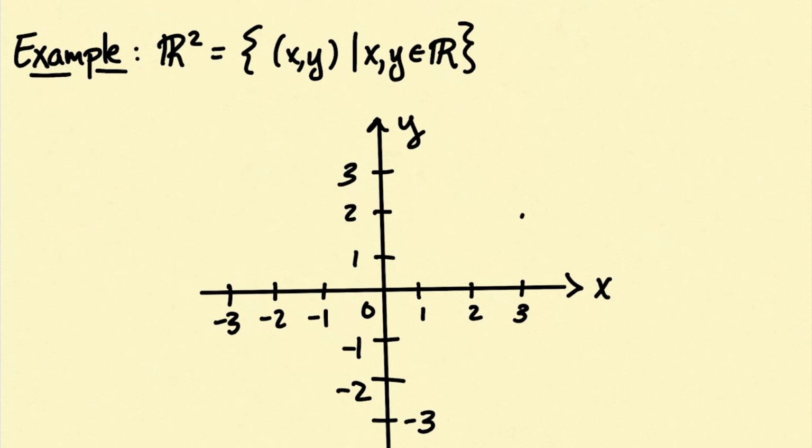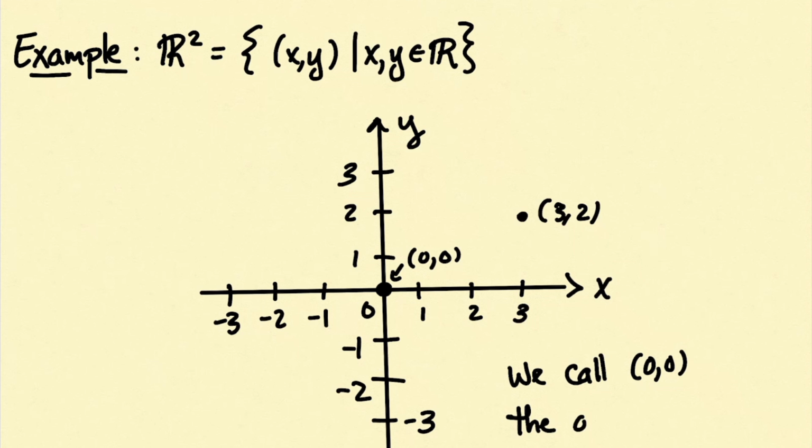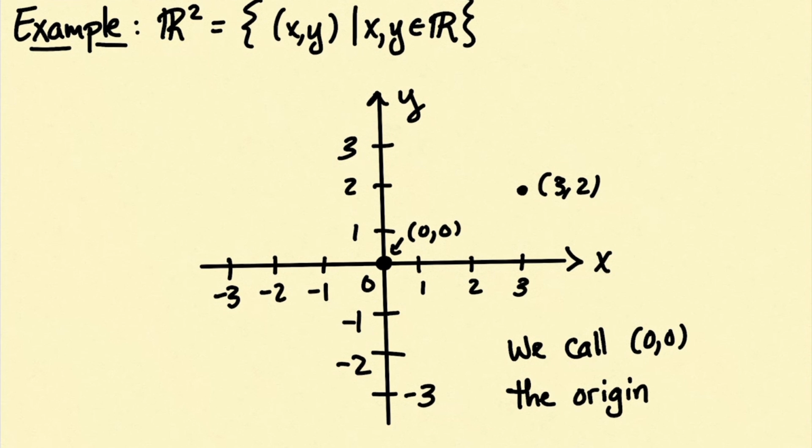So for example, the point (3, 2) can be located by moving 3 units along the x-axis, then 2 units up. Under this identification, the point of intersection between the two number lines is the element (0, 0). As before, we also call this element the origin.